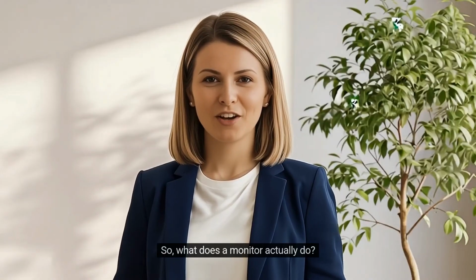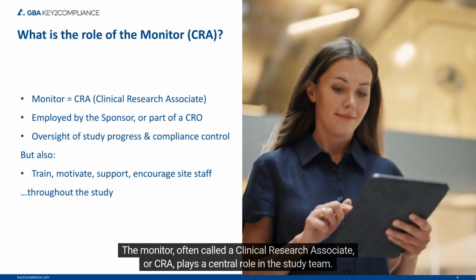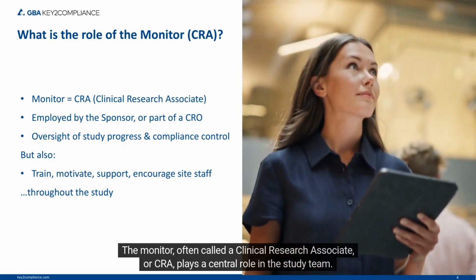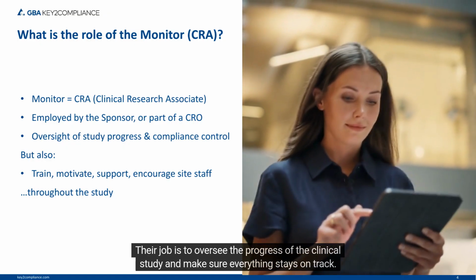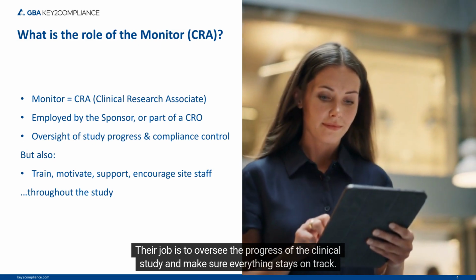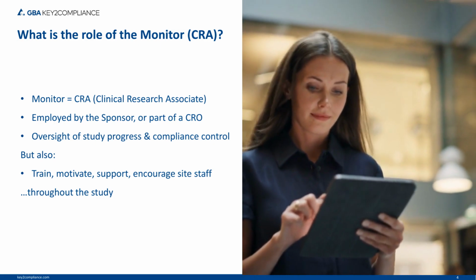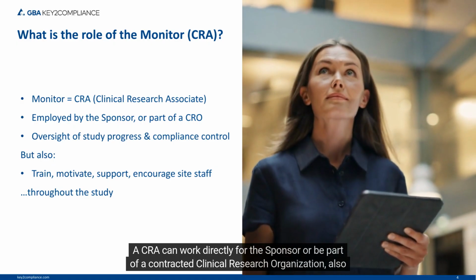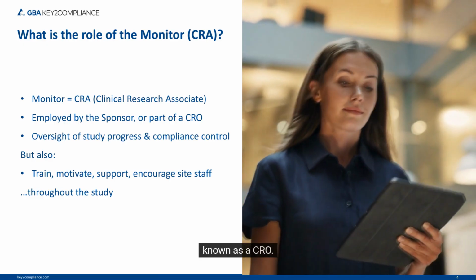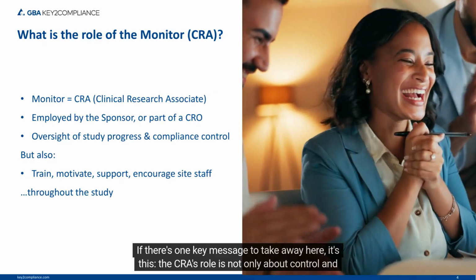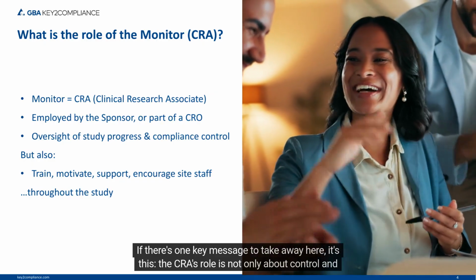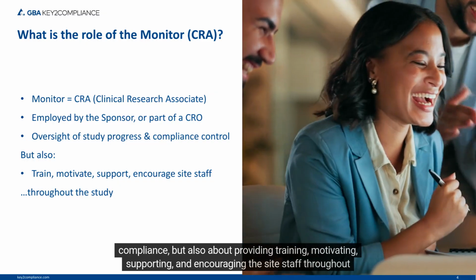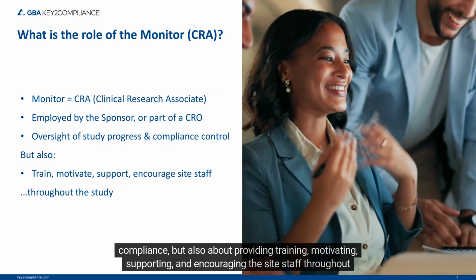So what does a monitor actually do? The monitor, often called a clinical research associate or CRA, plays a central role in the study team. Their job is to oversee the progress of the clinical study and make sure everything stays on track. A CRA can work directly for the sponsor or be part of a contracted clinical research organization, also known as a CRO. If there's one key message to take away here, it's this. The CRA's role is not only about control and compliance, but also about providing training, motivating, supporting, and encouraging the site staff throughout the study.